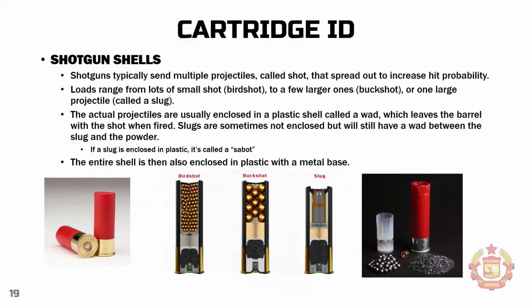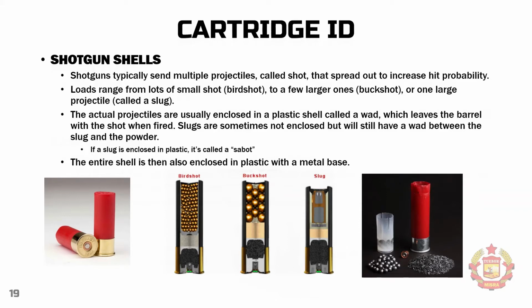Here, the birdshot is a lot of smaller BBs, and buckshot is fewer larger ones, or you can have one single projectile, which is called a slug. So these cartridges, of course, look different. They're usually enclosed in a plastic shell called a wad, which leaves the barrel with the shot when it's fired. It acts as the separator between the powder charge and the projectile, because if you didn't have some type of separator there, the gas would just escape through the spaces in that shot.